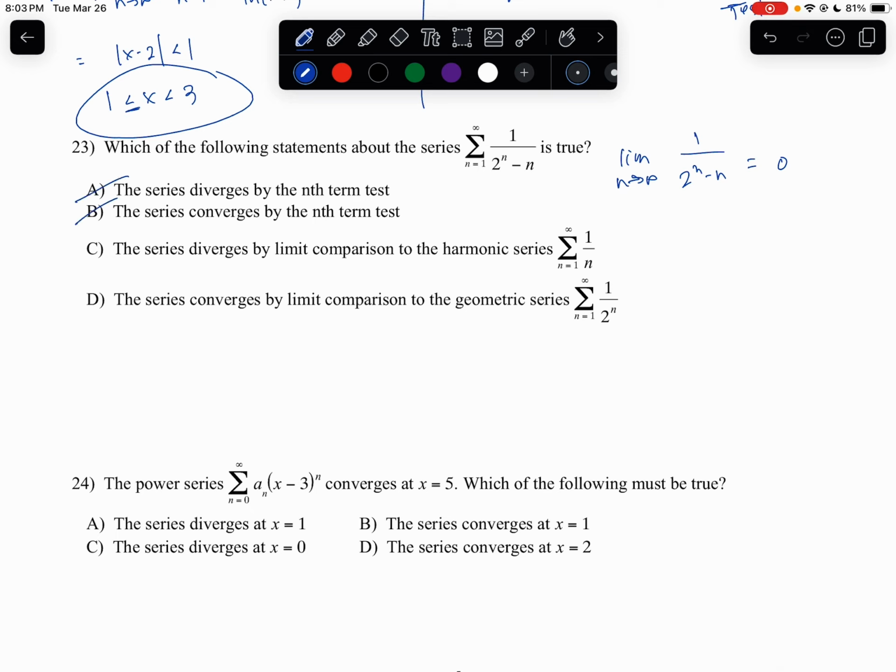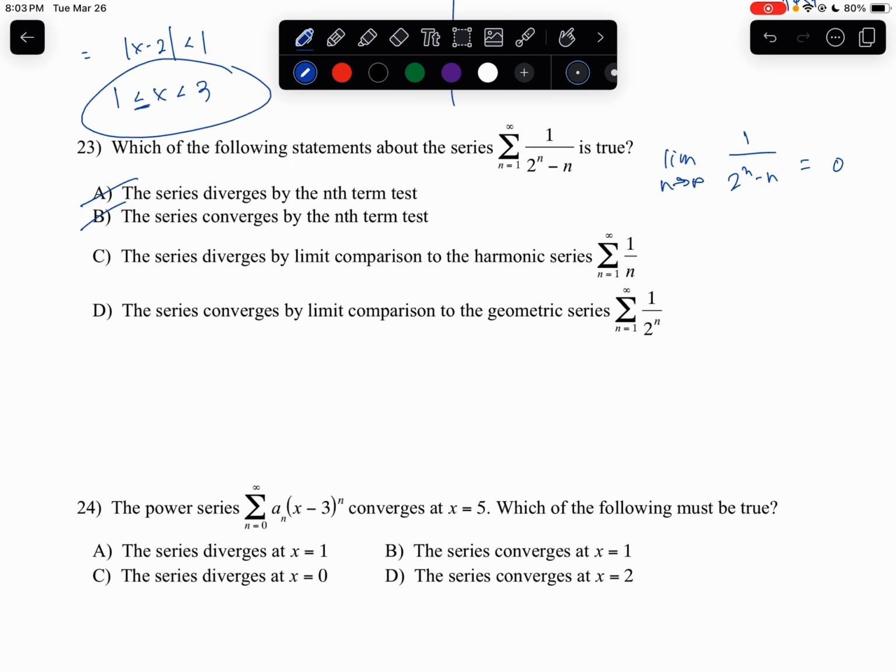It cannot prove. If the limit of the nth term test is 0, it can't prove either convergence or divergence. It can still diverge or converge. It's just that we can't prove it using that. The series diverges by the limit comparison test.